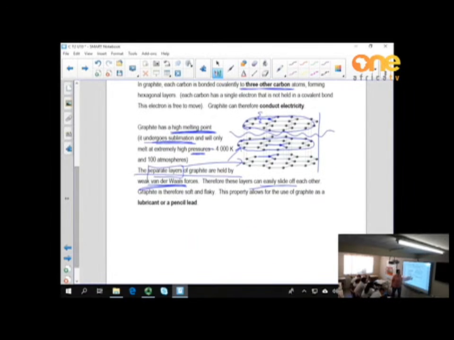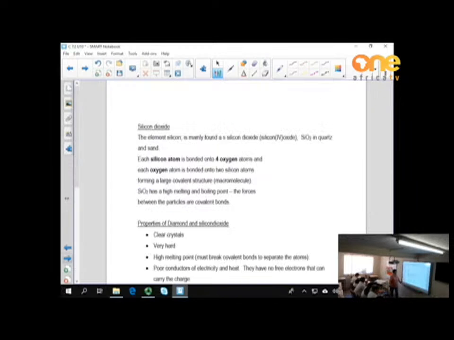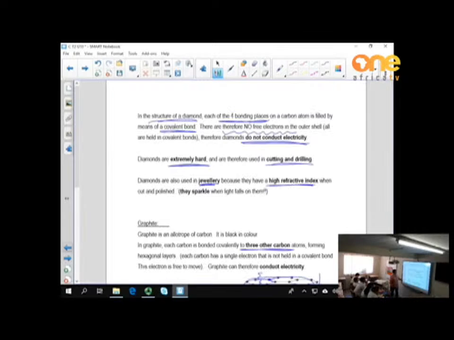Because it's soft and flaky, the layers can slide off. We use graphite as a lubricant, especially in locks, where if you put in oil, the dust goes in and it clogs it eventually again. With graphite, it won't attract the dust, and it will allow the tumblers to slide as they should. Or in a pencil lead. Just go back.